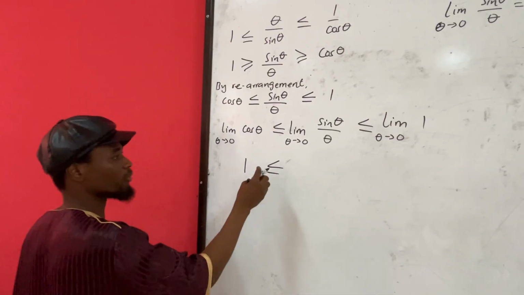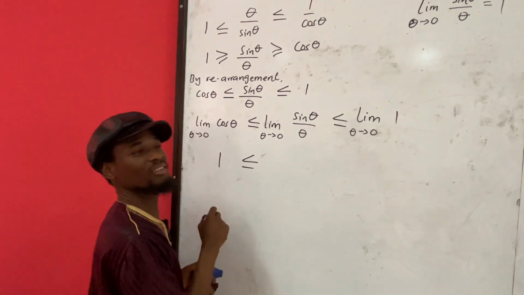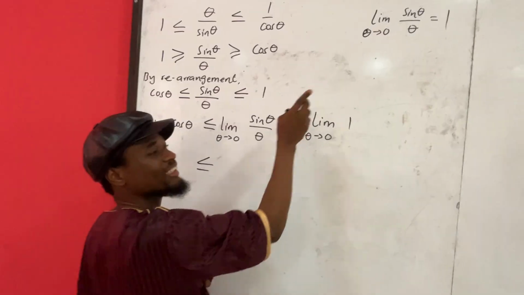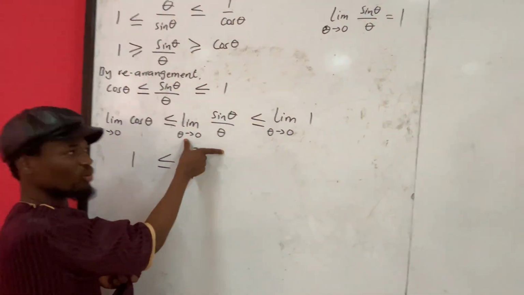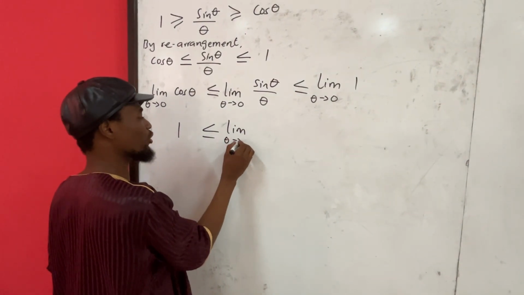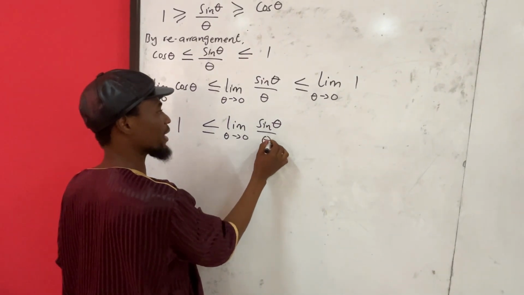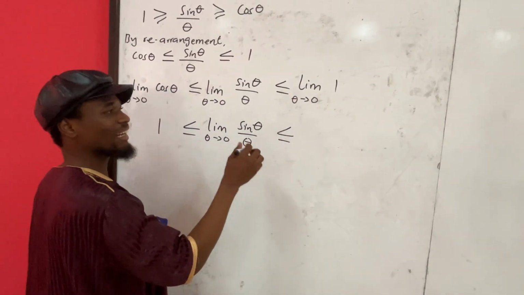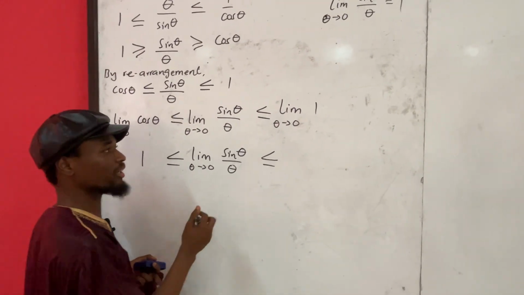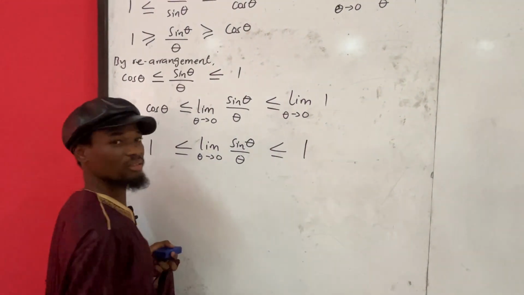Then less than or equal to. Viewers, you are not going to evaluate this. Why? Because this is the question. We are finding the limit as theta approaches 0 of sine theta over theta. This is what we are looking for. So we are going to maintain this as the limit as theta approaches 0 of sine theta over theta. Then less than or equal to. The limit of a constant is always a constant, so the limit of 1 as theta approaches 0 is still 1. Do you get it that way?